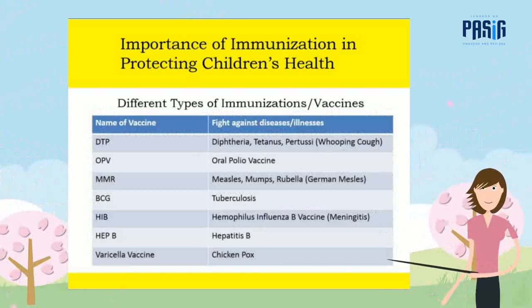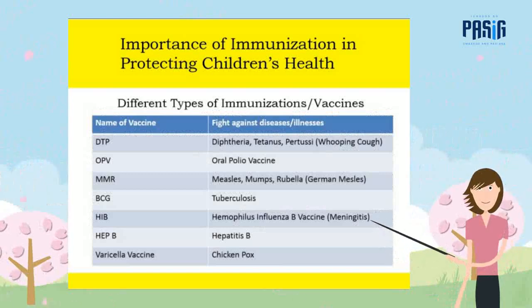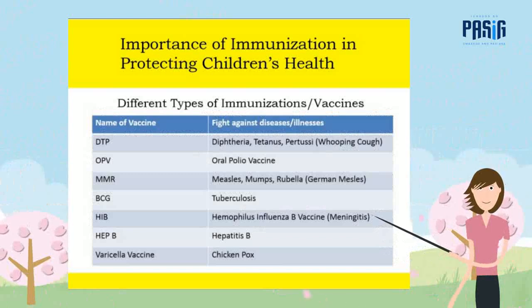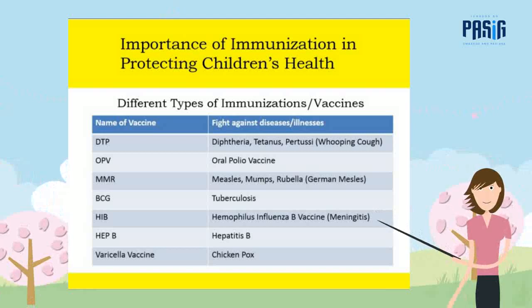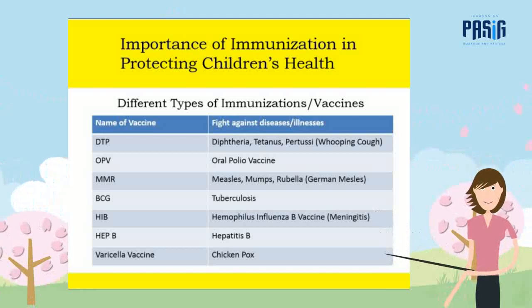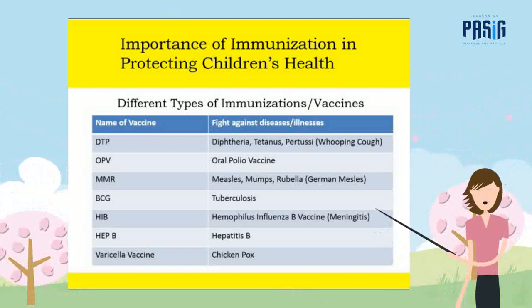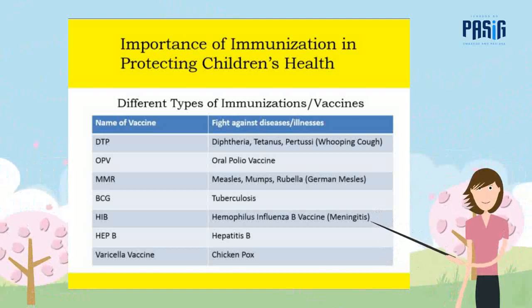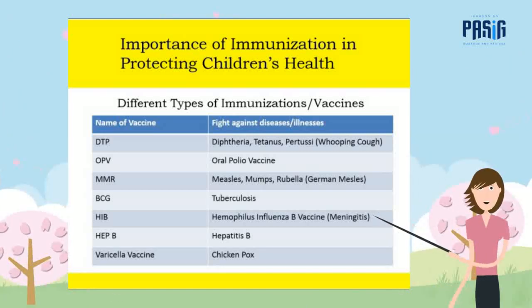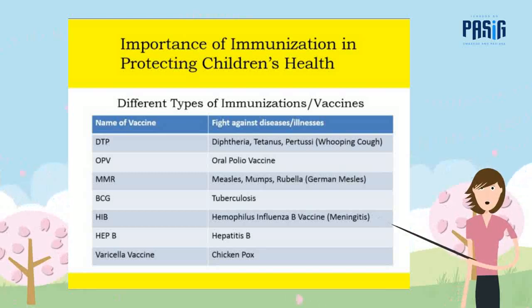What are the different types of immunization given to the children? DTP, also known as diphtheria, tetanus, pertussis, this is anti-whooping cough. OPV, oral polio vaccine, this is anti-polio. MMR, measles, mumps, rubella, this is anti-German measles. BCG, this is anti-TB or tuberculosis.